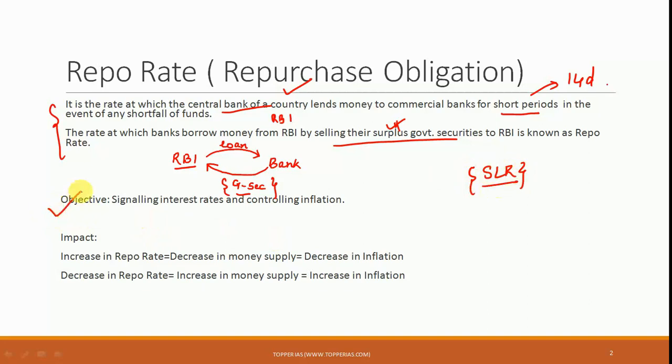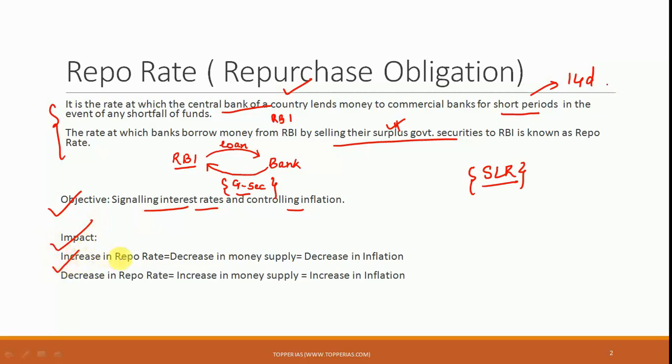Now coming to the objectives of the repo rate, the objective is that it first and foremost signals the interest rates in a bank itself. And another thing is that it is a monetary instrument. So it is going to control inflation. Now how is it going to control inflation? Let's see in the impact aspect.